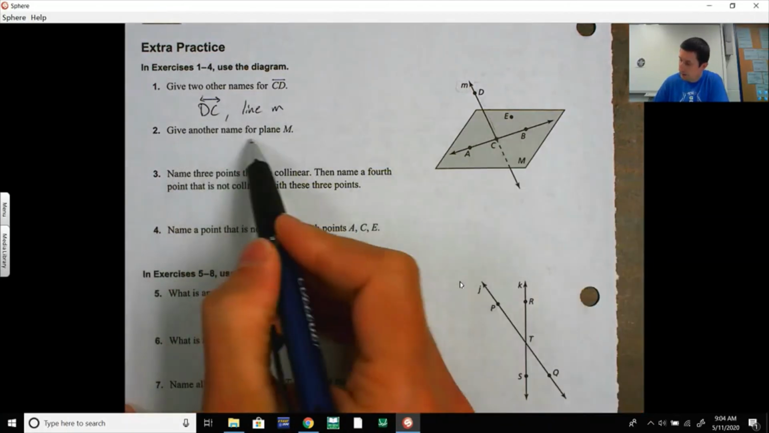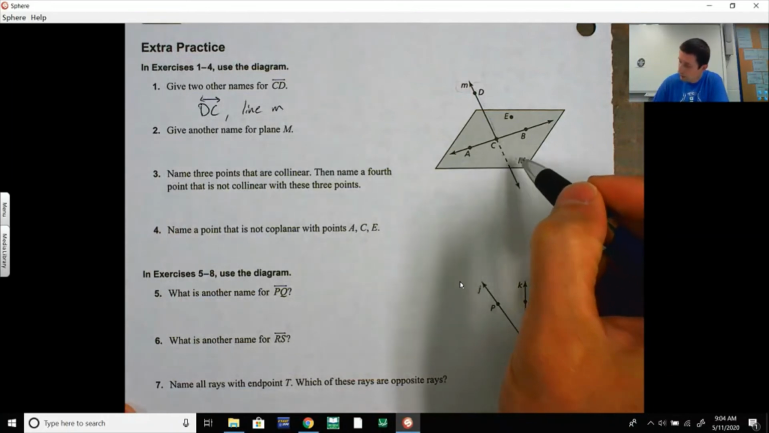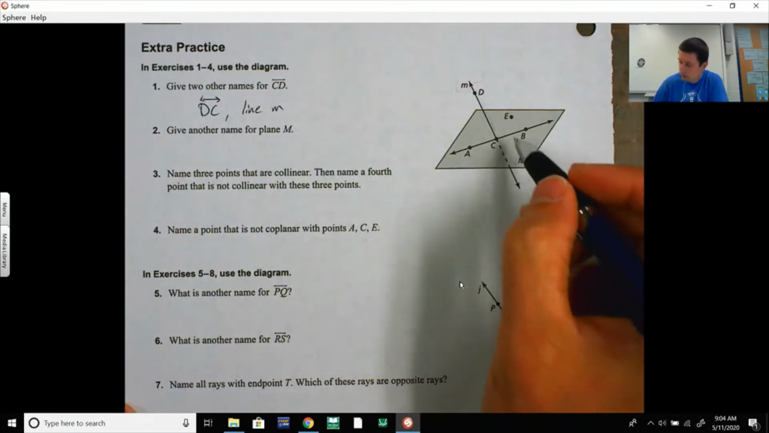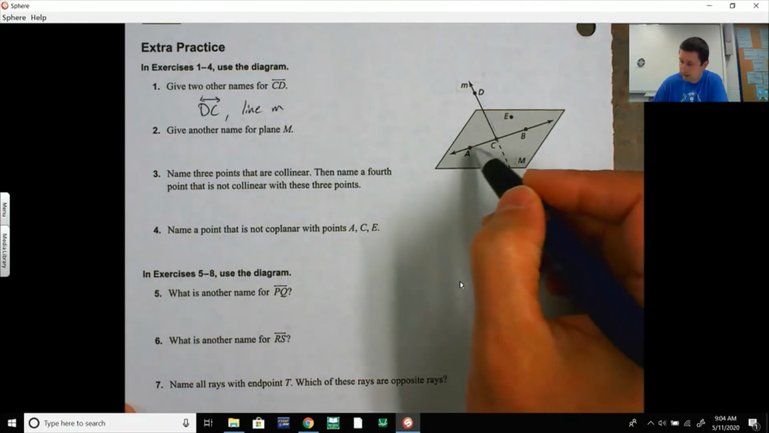Give another name for plane M. So here's plane M. There's no point, so that's the name of the plane. We need three non-collinear points, so I cannot use A, C, and B because they are on the same line. I cannot say plane ACB.